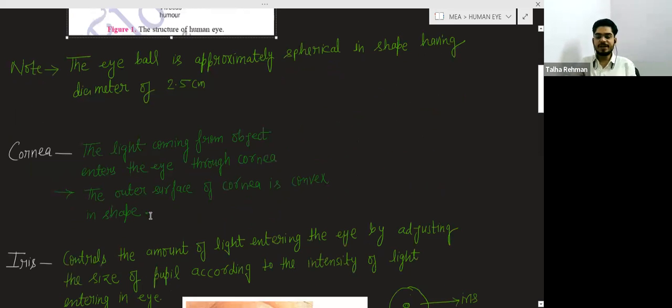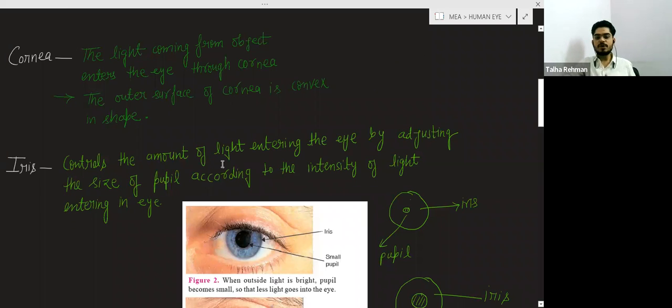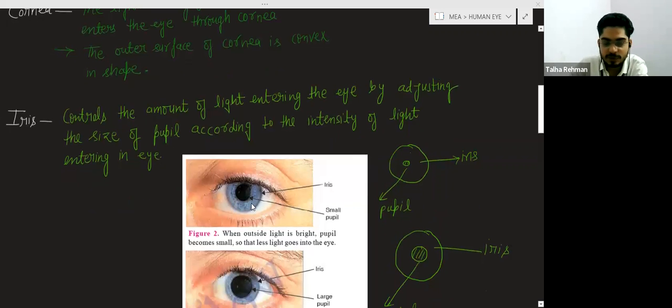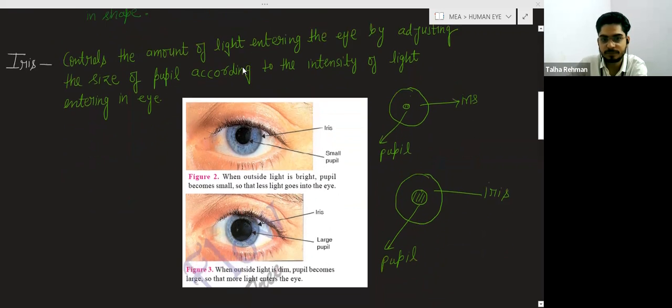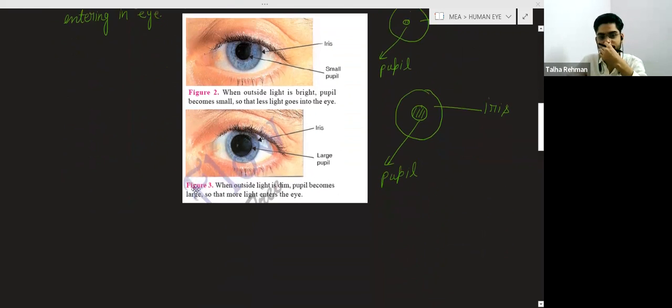What is the function of iris? Iris controls the amount of light entering the eye by adjusting the size of the pupil according to the intensity of the light entering the eye. See here, this is your iris, this is your pupil. See the size of the pupil here is small as compared to here. See here the difference.